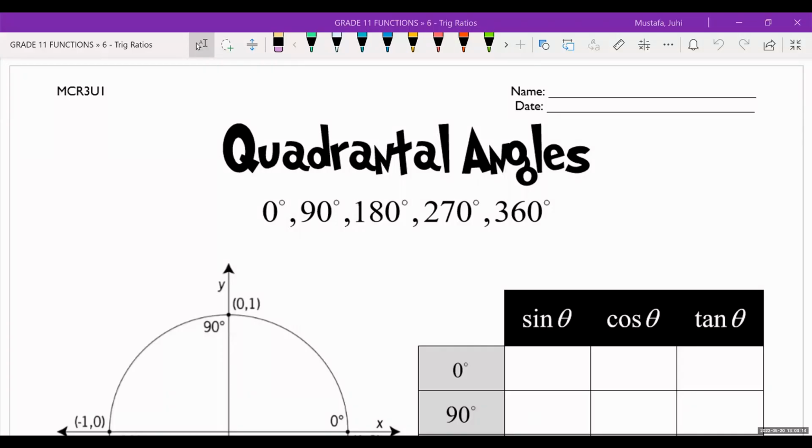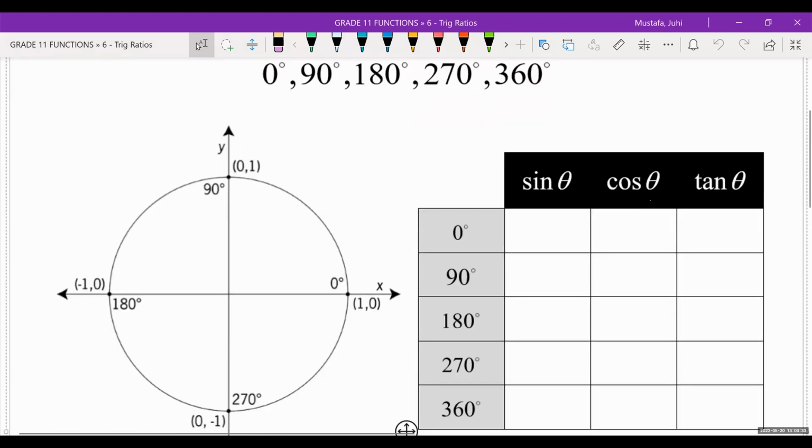I like this lesson a lot. It's called Quadrantal Angles because if you were doing handout F, you probably noticed that some of the questions were on the actual axes. And how do you solve questions that are asking for sine, cos, or tan of 0 degrees or 90 degrees or 180 or 270 or 360? There's a very specific way to solve them, and I'm going to show you.